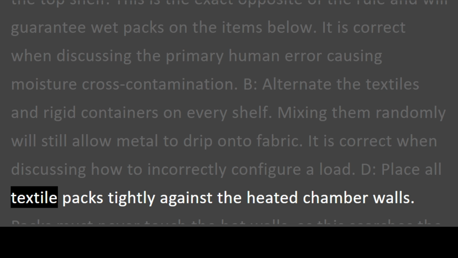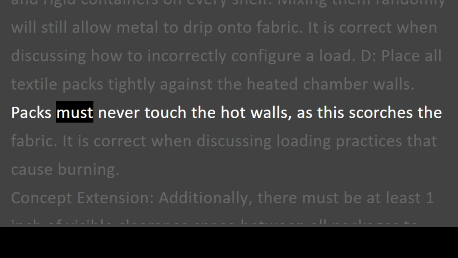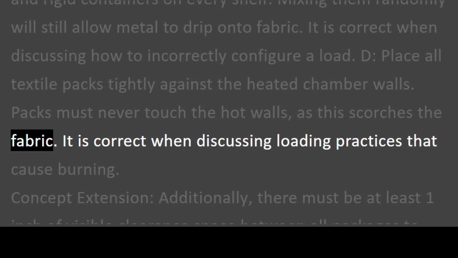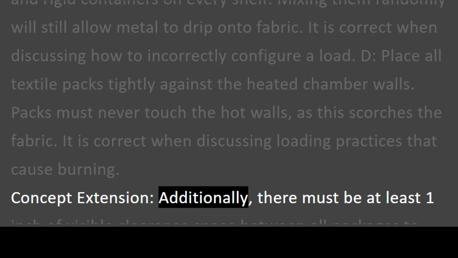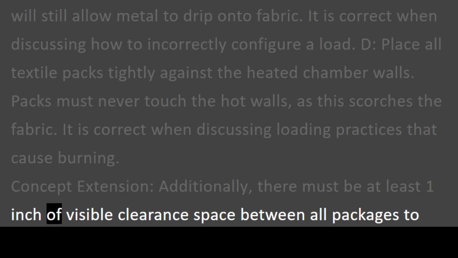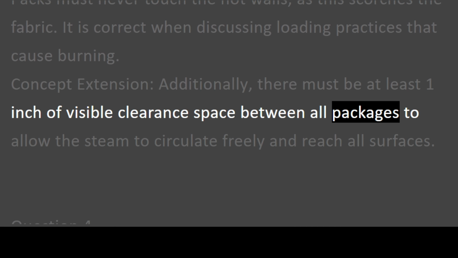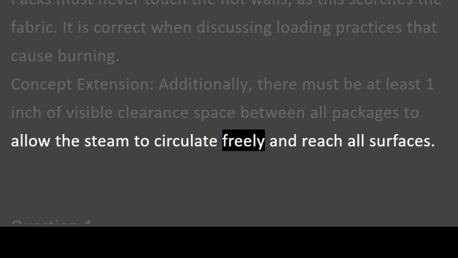D. Place all textile packs tightly against the heated chamber walls. Packs must never touch the hot walls, as this scorches the fabric. It is correct when discussing loading practices that cause burning. Concept extension. Additionally, there must be at least 1 inch of visible clearance space between all packages to allow the steam to circulate freely and reach all surfaces.